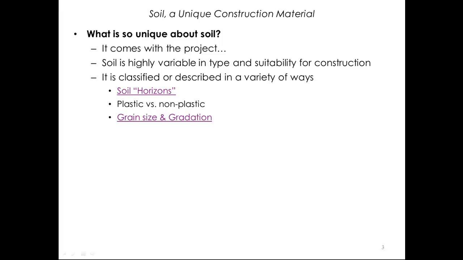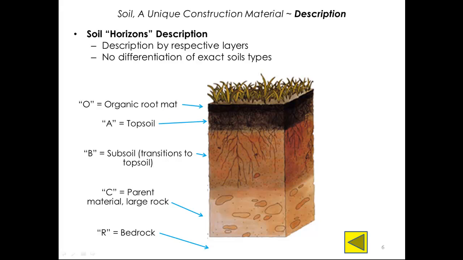Soil horizons is a common way to describe the vertical layers of soil on any site. The horizon description does not classify soil as to type, but simply establishes a common terminology to describe soil layers. The first horizon which may be present is the O or organic layer of root mat or accumulated plant material, like you might find walking in the woods.